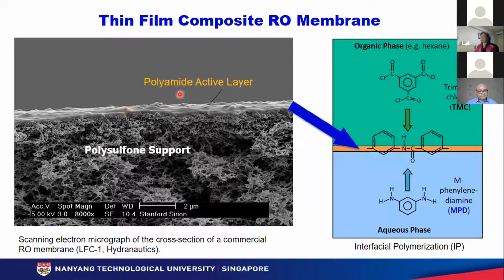And the polyamide was formed through interfacial polymerization between two reagents, MPD and TMC. That's a chemical reaction that happens immediately. Then we get this thin film. This film is very dense to reject the monovalent ions. As a result, the water permeability is very low. Very low. Then to improve the membrane performance, we need to think about innovative ways to enhance the water transportation through this thin film.